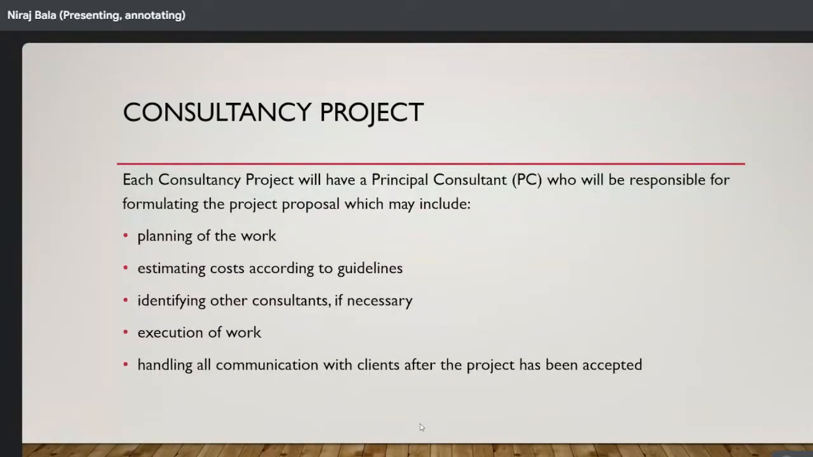Each consultancy project will have a principal consultant, which we have already covered. Like we have a principal investigator, similarly we have a principal consultant here. He will plan the work, estimate the cost, identify other consultants, and be responsible for the execution of the work and communication with the clients.